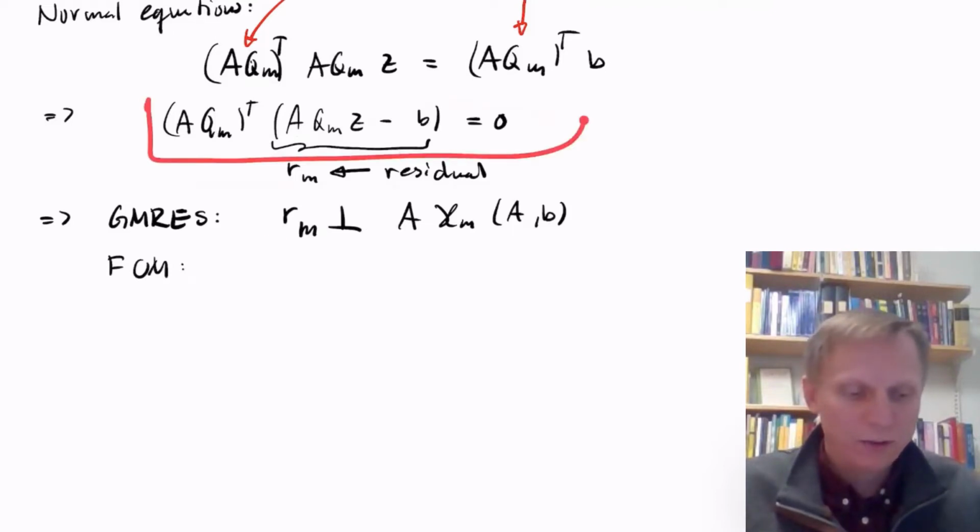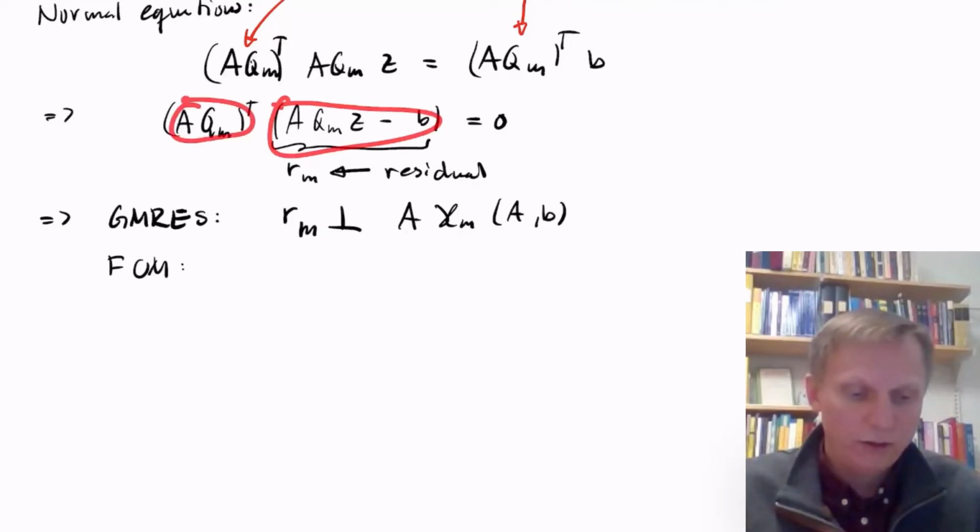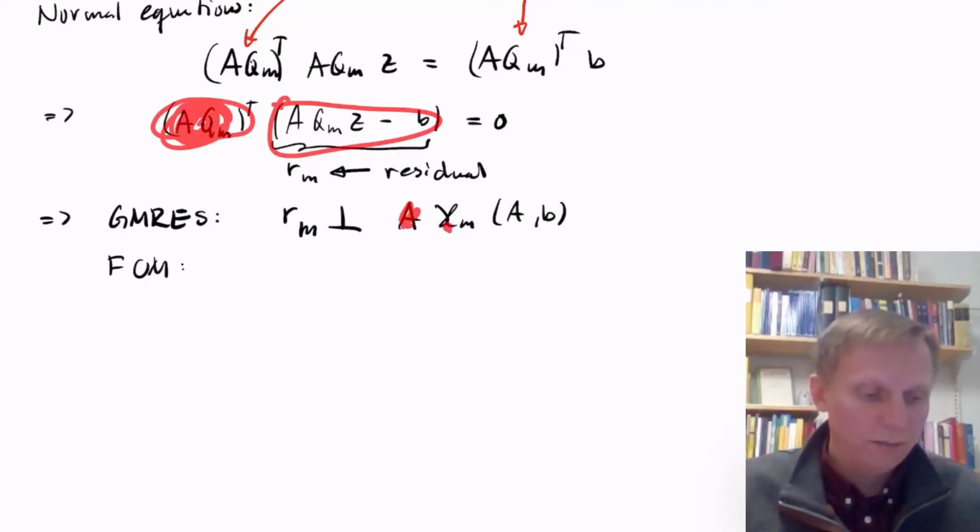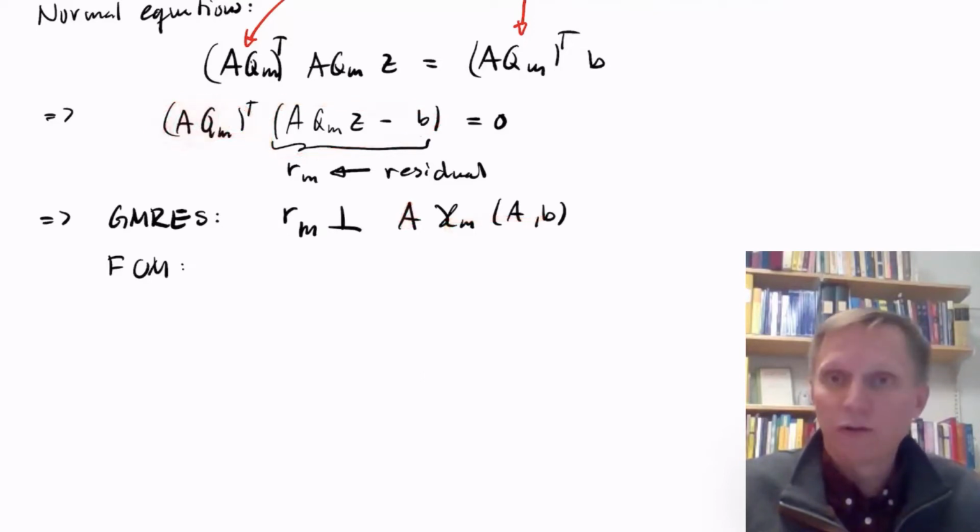The fact that this equation is satisfied is the same thing as saying that the residual is orthogonal to this subspace, and this is in fact A times the Krylov subspace, because A comes from there and Q_m is an orthogonal basis of a Krylov subspace. Now you may ask, why do we have an A here? And this question is actually the step that leads to the FOM method.